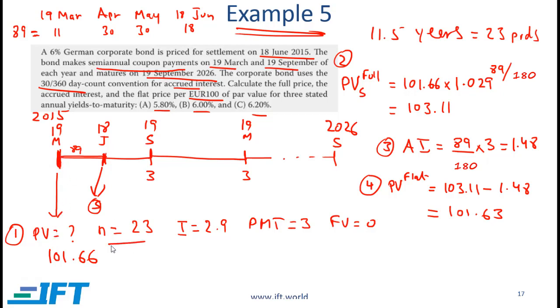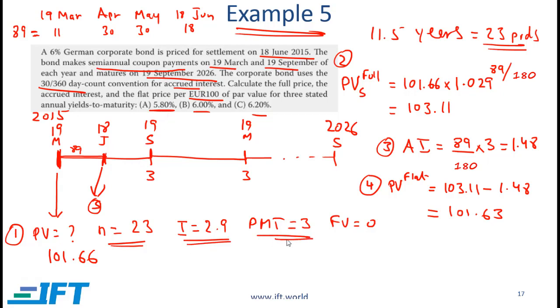We know that N is 23 because from here, 19th March 2015, till September 2026 we have 11.5 years, and since this is a semi-annual bond, 11.5 years means 23 periods. So N is 23. We are using an annual YTM of 5.8%, which means that the semi-annual number is 5.8 divided by 2, which is 2.9%.